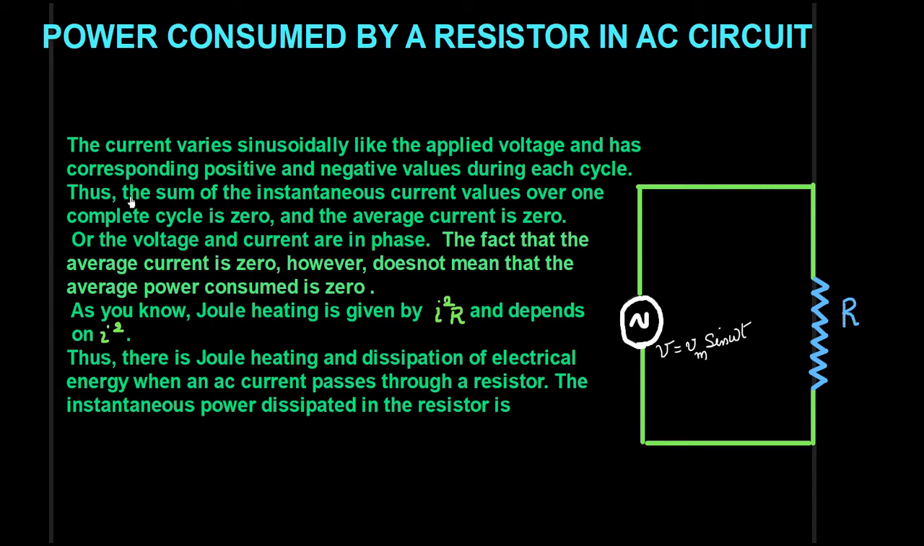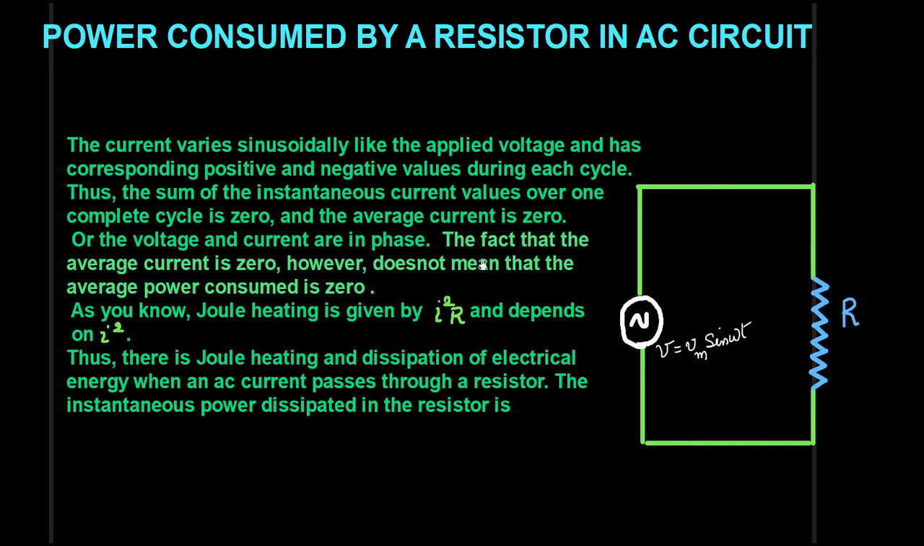The sum of instantaneous current values over one complete cycle is 0, and the average current is 0. The voltage and current are in phase when AC is connected to a resistor.